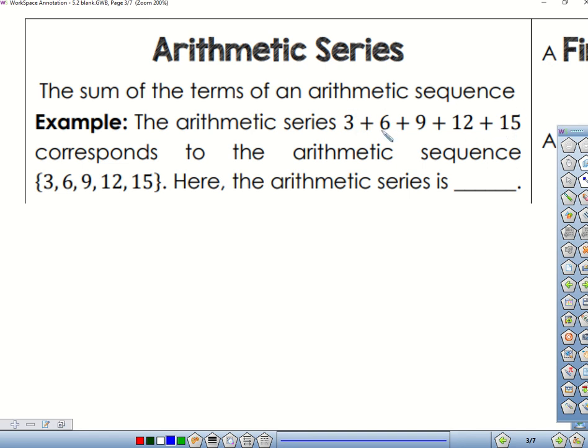So 3 plus 6 is 9, 9 plus 9 is 18, 18 plus 12 is 30, and 30 plus 15 is 45. So it's the sum of the terms.